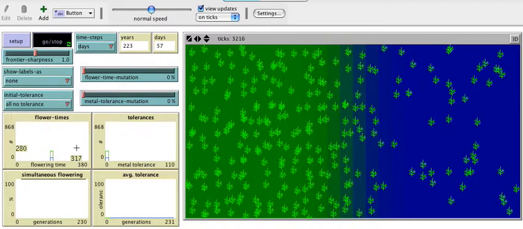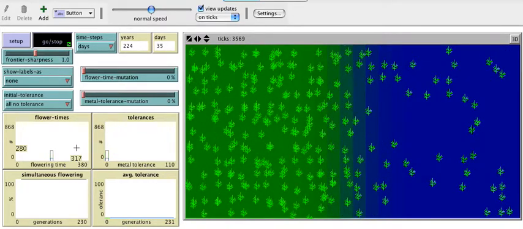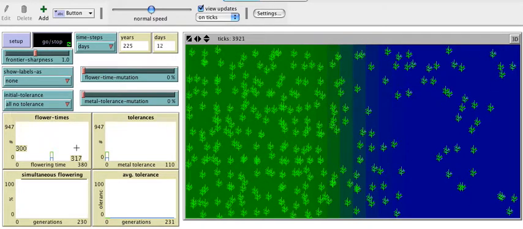In this model, there's different environmental conditions on the left side of the ecosystem where the soil looks green, and on the right side of the ecosystem where the soil looks blue. This simulates two different types of soil. The green soil is more typical soil like you'd find in your backyard, but blue soil represents contaminated soil. It contains bits of heavy metal, like mercury, that is slowly dissolved into the soil in that area.